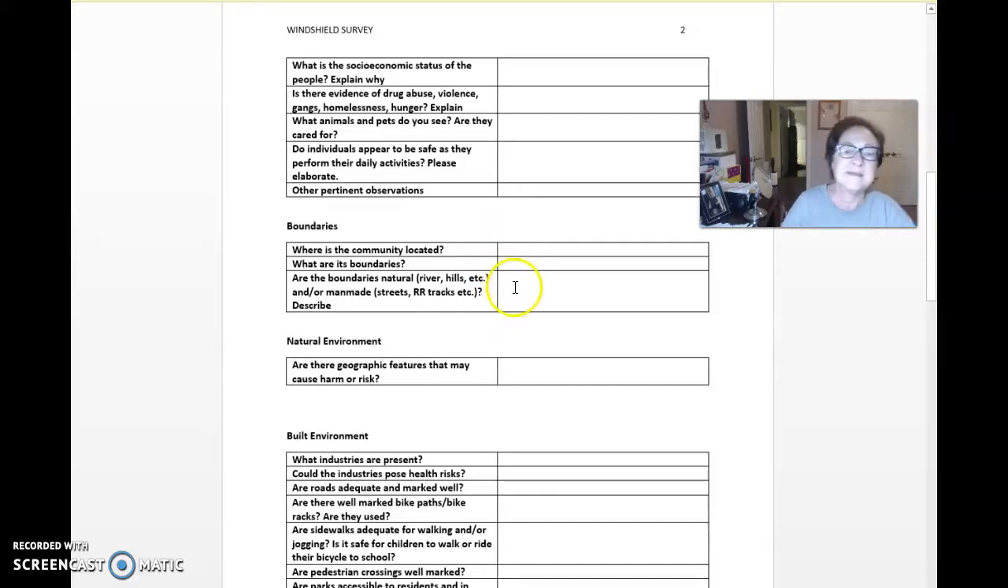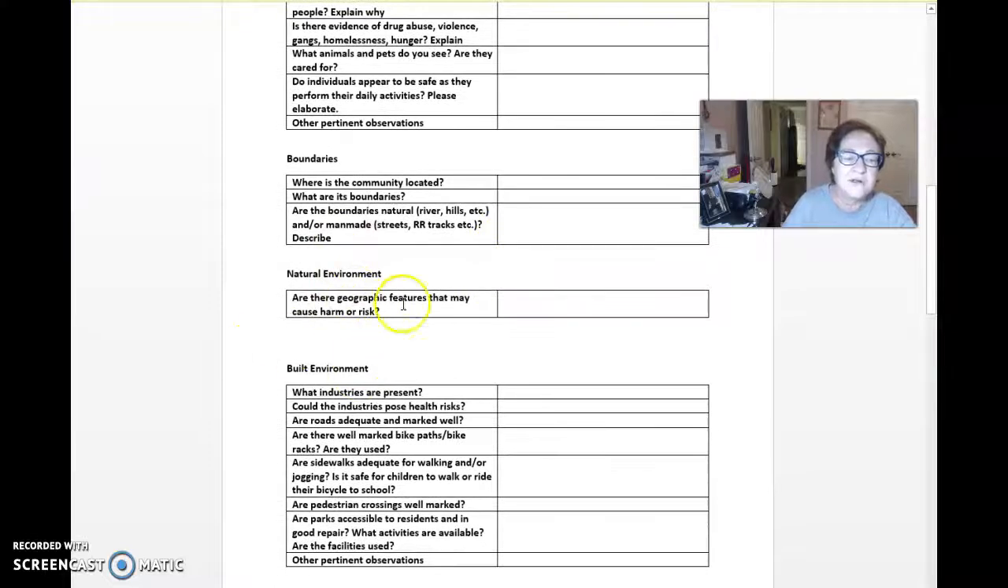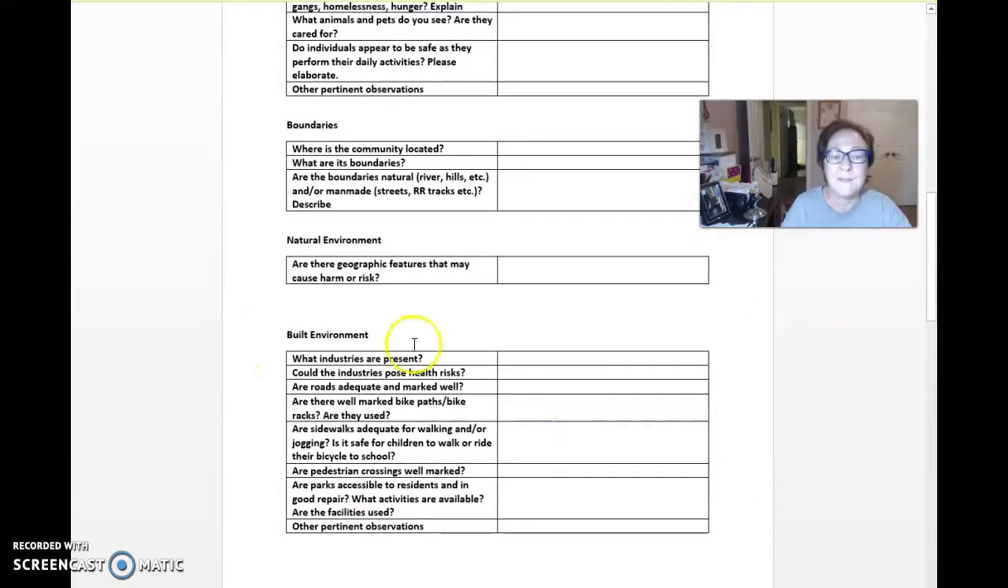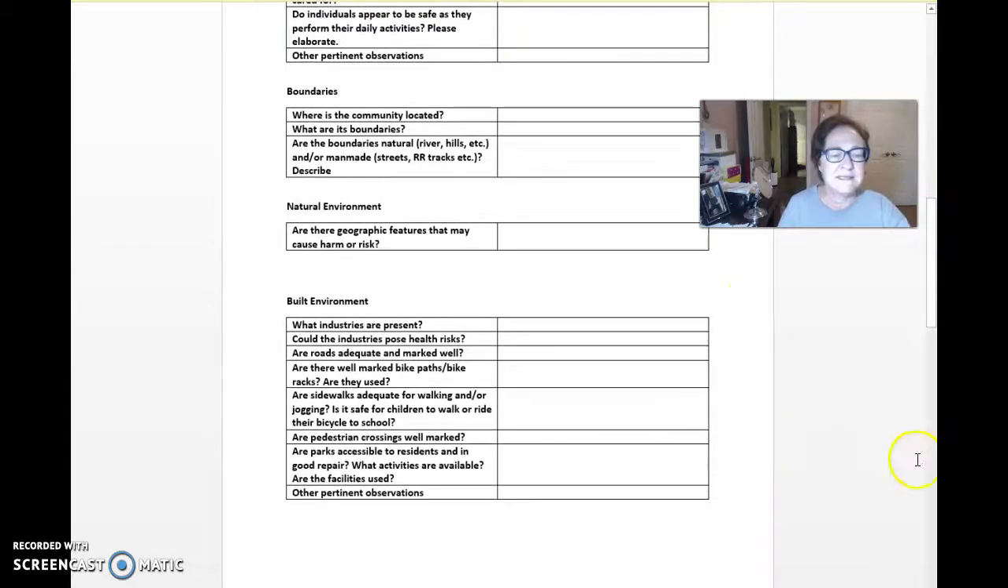Obviously in Alton, I have the Mississippi River. Are there geographic features that may cause harm or risk? Yeah, the river floods almost every year, actually. And if you live on a fault line, we remember years ago, well, you probably don't because you're too young, but about 20 years ago, we were supposed to have the big one. It was some December day in 1990.